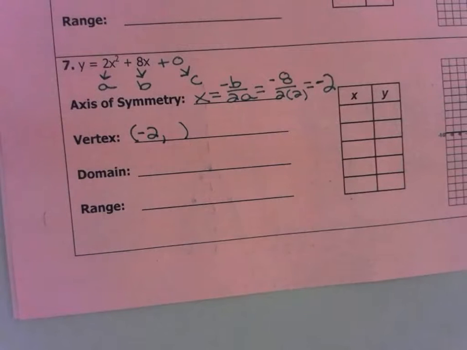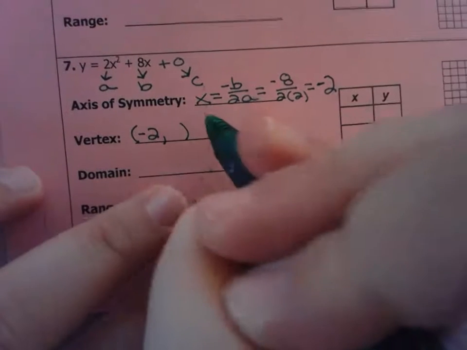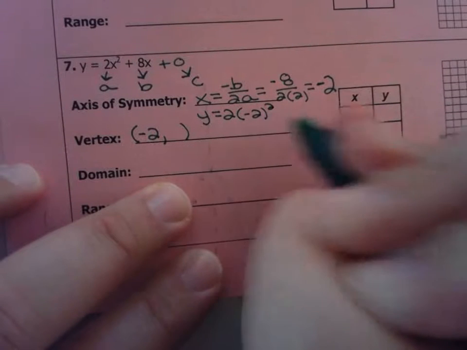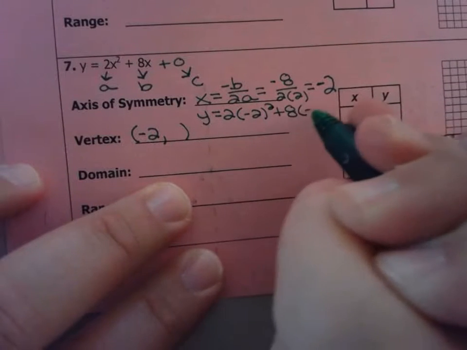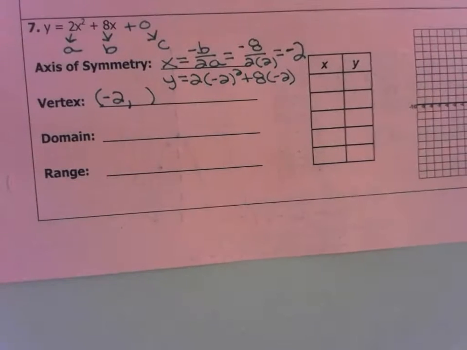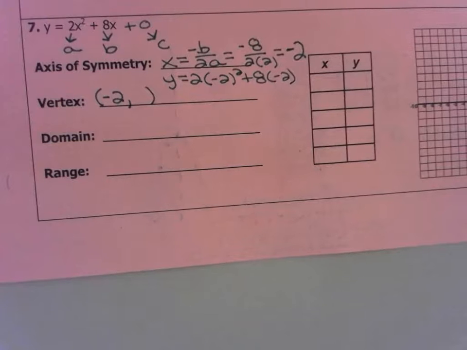So, if your x value is negative 2, we're going to take that x value and plug it in to find the y value. So, y equals 2 times negative 2 squared plus 8 times negative 2. So I take the x value, negative 2, and I plug it in to the original equation where x is.